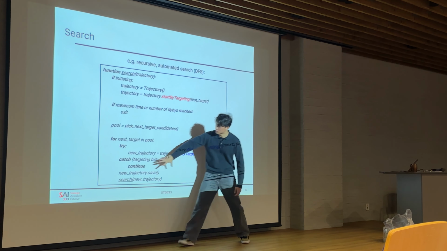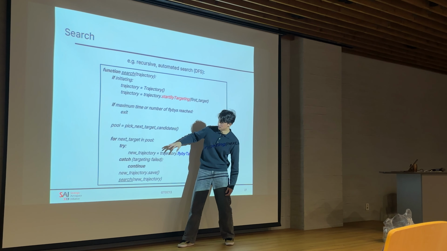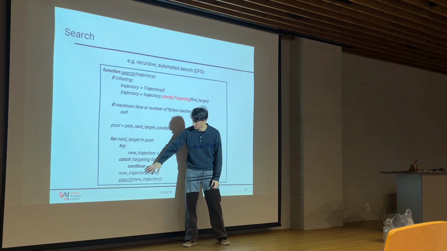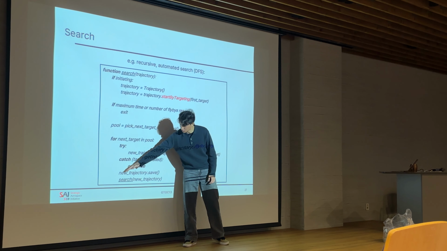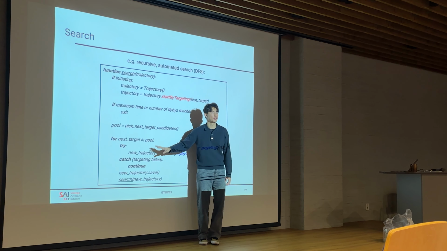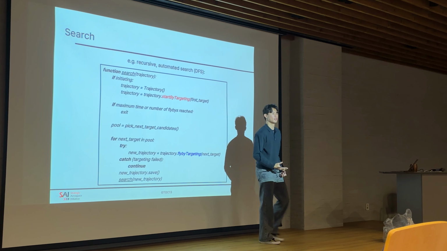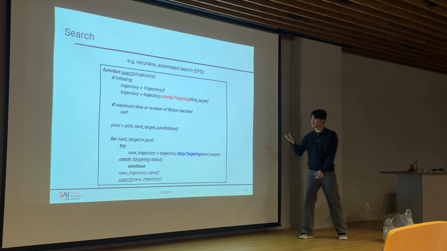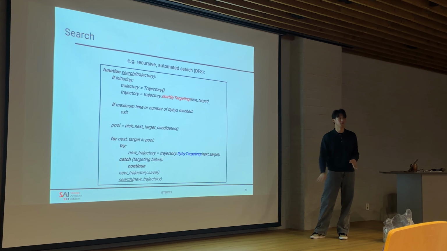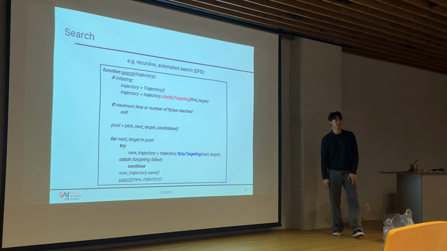postponing the next search into a place outside of this for loop. So you can just save the trajectory, and if you call the search after all this loop ends, then it might be just a BFS. So by making a simple modification to this code, you can alternate between BFS and DFS.